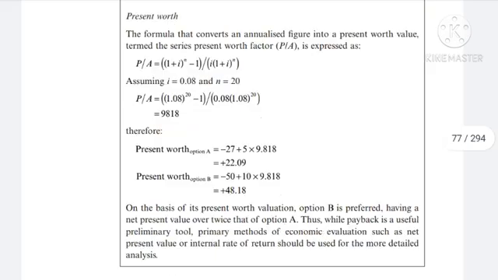So on the present worth, the formula that converts the annualized figure into present worth value is termed the present worth factor, P over A. So we have the equation. Assuming the discount rate is 0.08 and the year end is 20, substituting on the equation, we have 9.818.